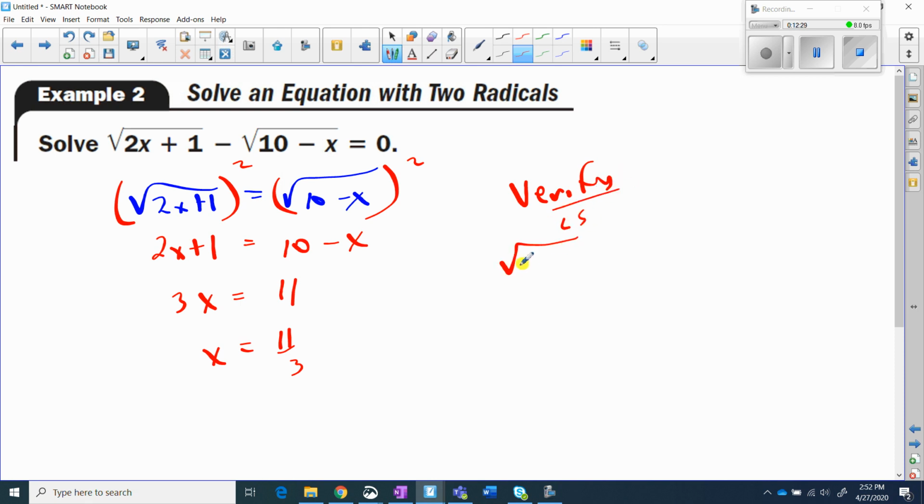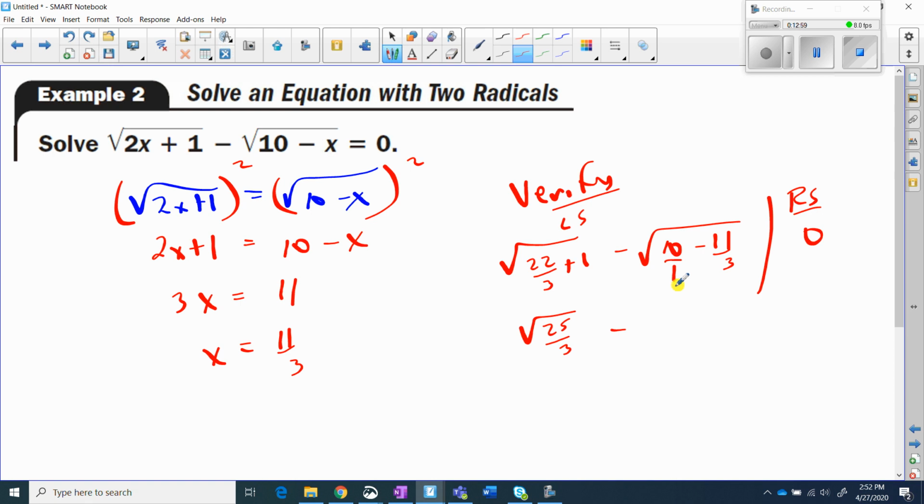So the left side is 22/3 plus 1 minus, put 11/3 in here for x. So 10 minus 11/3. And if this works out right, I should get 0. 22/3 plus 1/3, that is going to be 25/3, because 1 is 3/3, minus, so 10/1 is 30/3, minus 11/3 is, something's going wrong here. Let's see, what's 2x plus 1. I verify this isn't working out. Well, maybe it's extraneous, but let me check again here. So it's 30/3 minus 11/3. That'd be 19/3, which is not giving me 0.